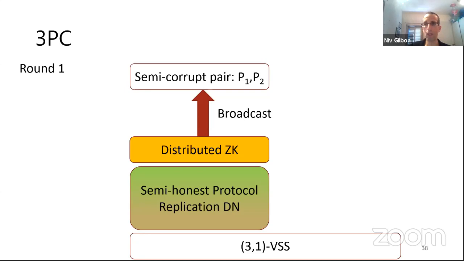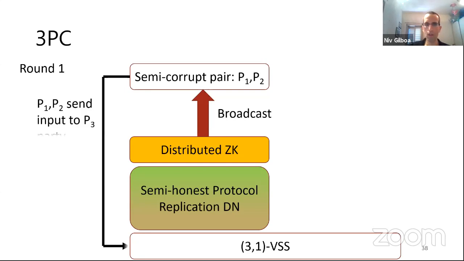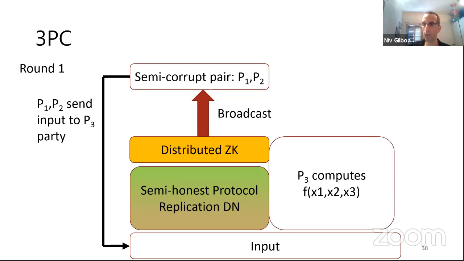And if not, we have a semi-corrupt peer. Now, these two guys, one of them is dishonest. And in the 3PC with honest majority, there's only one dishonest party. So we know for a fact that the last guy, P3, is honest. So both parties can send their inputs to that party. It can locally compute the function and release the output to everyone.